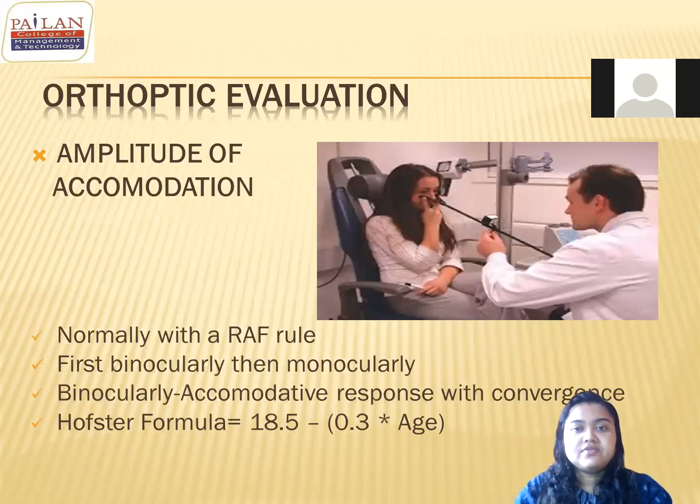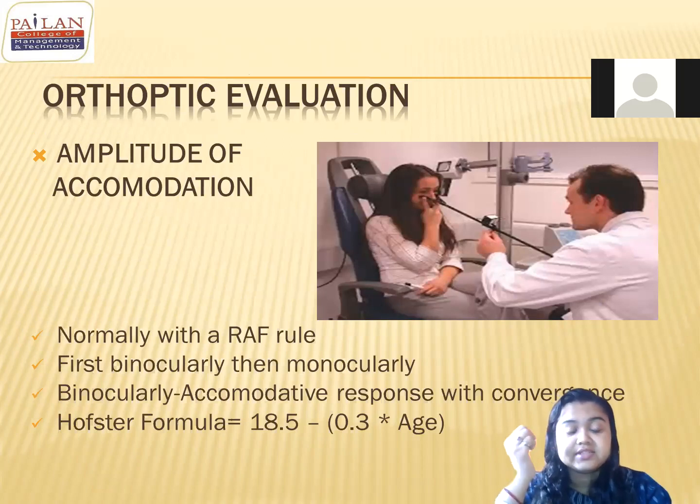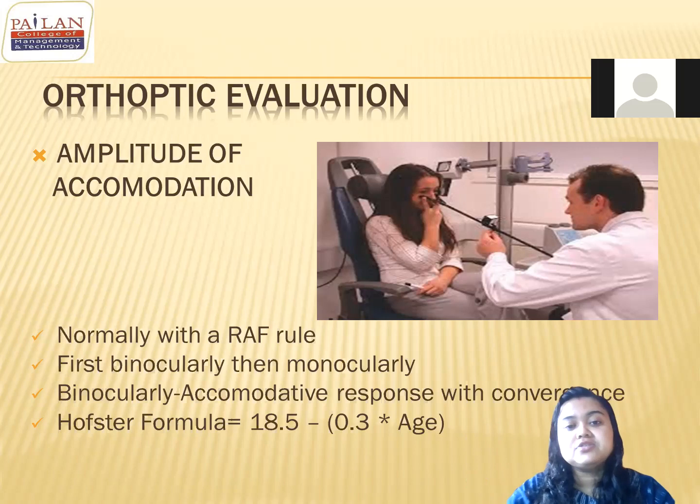If you do not have any questions, I'll move to the next step of orthoptic evaluation, that is measurement of the amplitude of accommodation. How do you measure the amplitude of accommodation? You measure it with the help of a RAF ruler. The amplitude of accommodation is to be measured with the help of a RAF ruler.